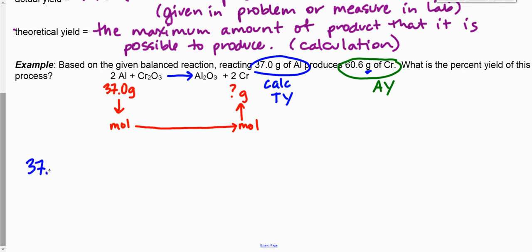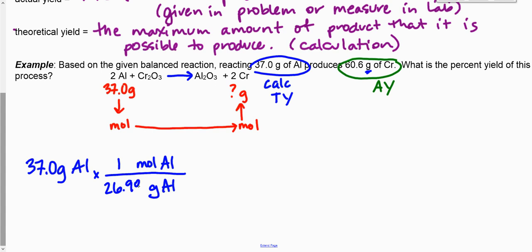So this is going to look like this. So 37.0 grams of aluminum. All right, I'm going to first cancel out my grams, and I'm going to convert that to moles of aluminum. And when I look on the periodic table, for every 1 mole of aluminum, there are 26.98 grams. So my grams of aluminum divide out. So now I keep going. So I want to divide out moles of aluminum, and I'm going to change that to moles of chromium. And my mole ratio, my coefficients are 2 and 2. So now moles of aluminum divide out.